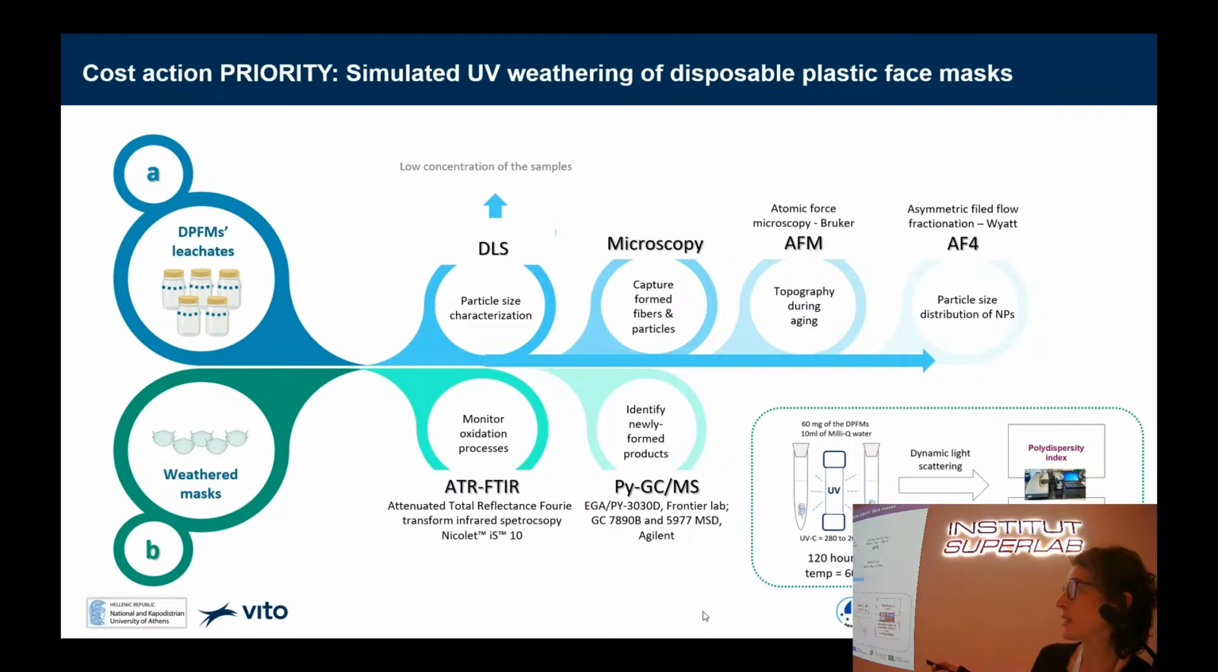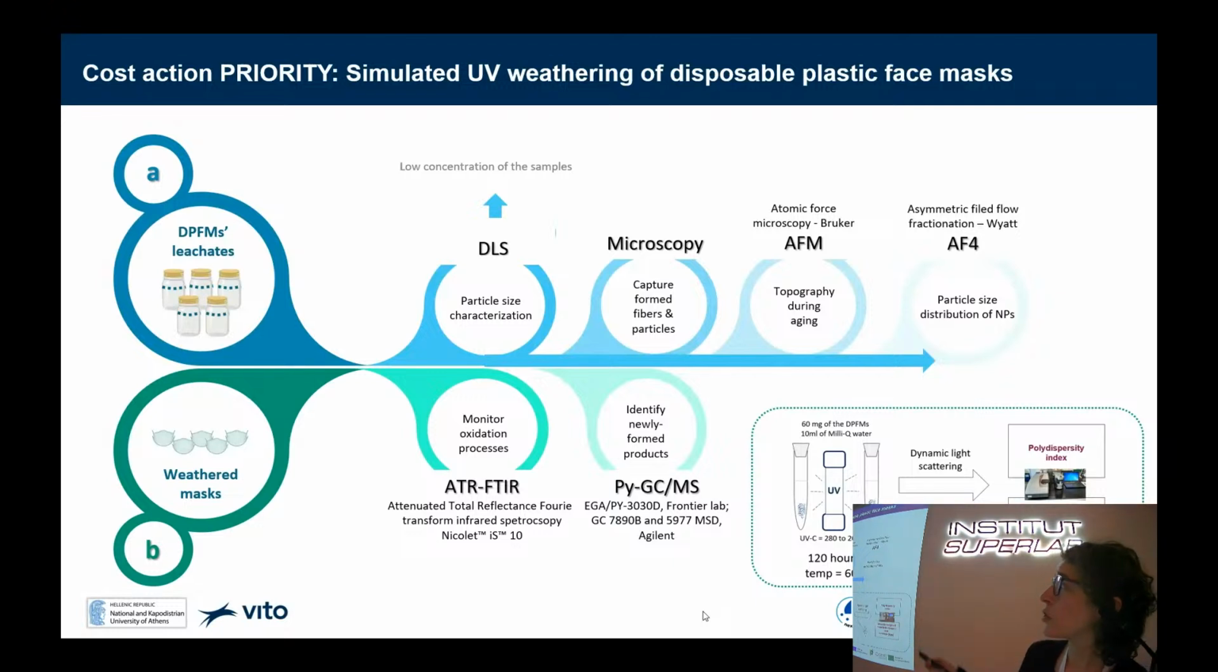What does it mean? For the weather mask, we used the FTIR and the pyrolysis GCMS in order to see which are the changes of the polymer after the weathering. And for the leachates, we wanted to check the particle size characterization with the microscopy, to check the form, fibers and particles, and of course to check the topography by using atomic force microscopy.